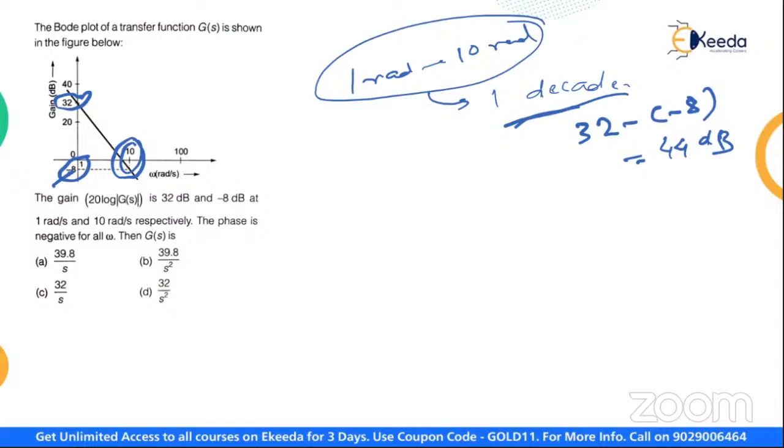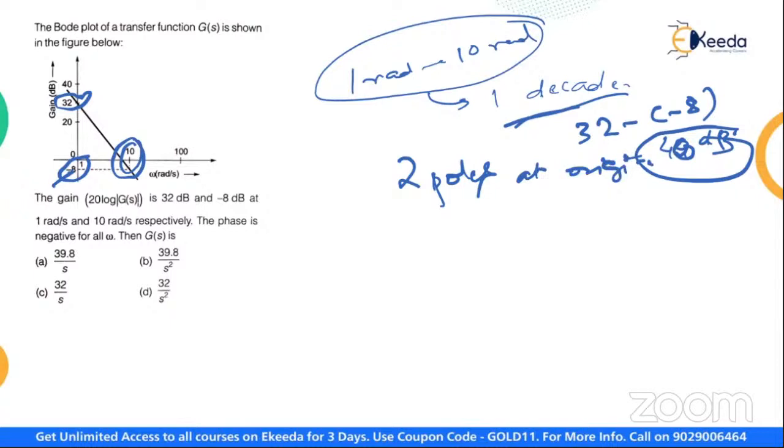Minus 44 dB per decade? Yes, sir. Not 44, this is 40, correct? 32 plus 8 is 40. So, can I say that my slope is minus 40 dB per decade? Yes. Now, minus 40 dB per decade means what? There are 2 poles at origin, yes or no? Because 1 pole contributes minus 20 dB per decade. There are 2 poles at origin, definitely.